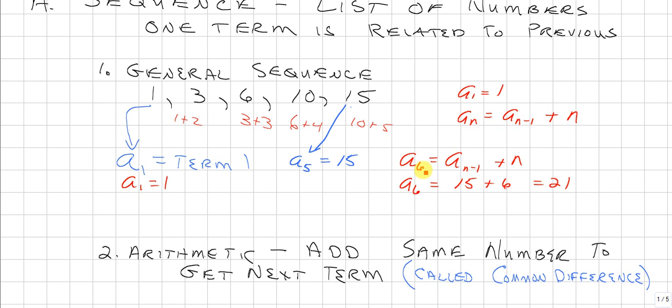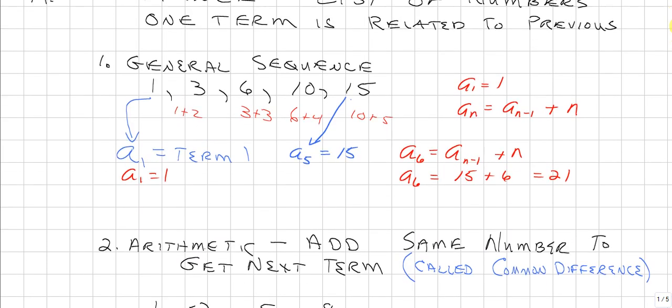So I can find the sixth term, which would be equal to the previous term plus the term number. In this case, A6. Well, A6, here's 5 terms, so it would be the previous term, 15, plus the term number. So for the sixth term, that'd be 6. I get 21. So that's just kind of a general sequence, and you can see that the numbers are related.